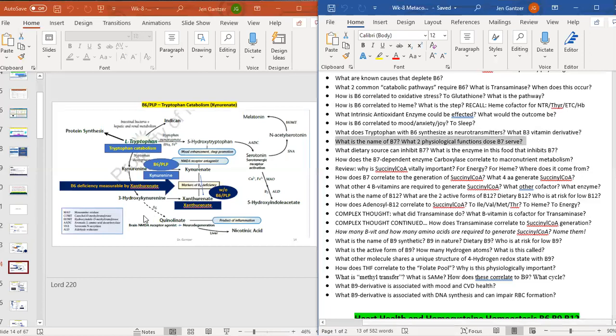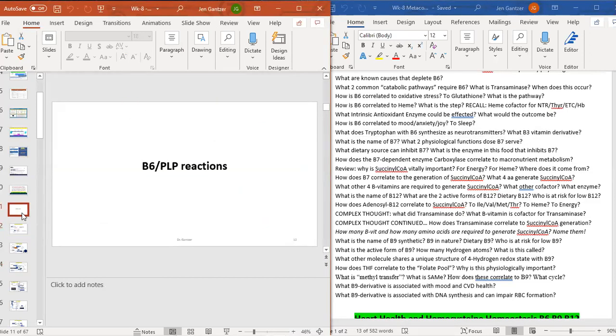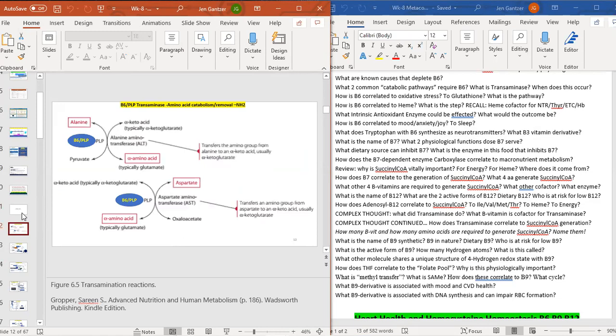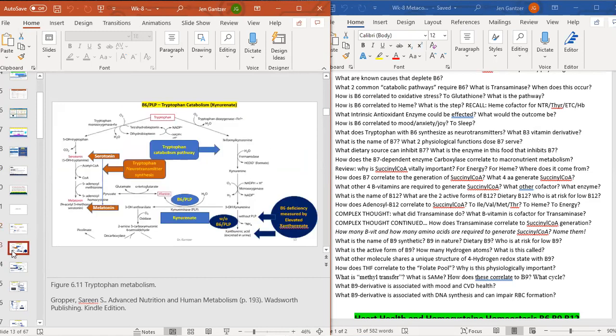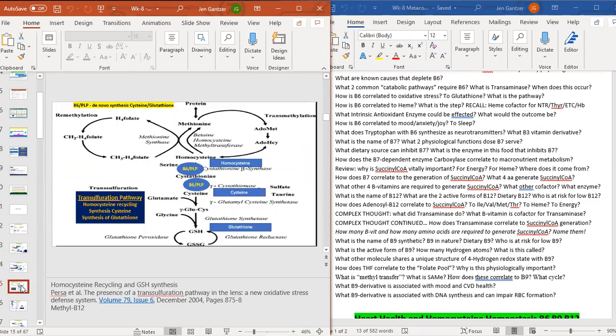Now, I showed you before I go to B7 that these are the next few slides. When you go through this, you do not have to memorize the pathways. I'm showing you here association. B6 transaminase, okay? B6 tryptophan catabolism, melatonin synthesis. You need to know your xanthurenate for deficiency and your kynurenine for okay amounts. That's simply a different picture.